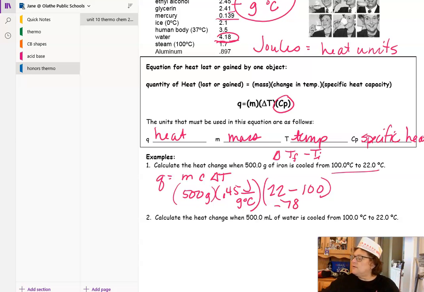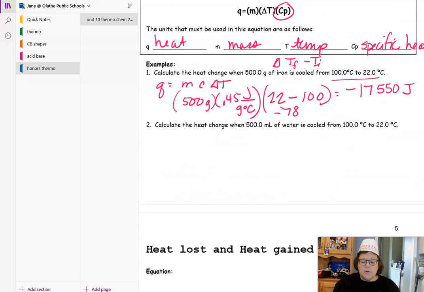If we multiply those all together, of course I didn't do it in advance, 500 times 0.45 times negative 78, we get negative 17550 joules. That negative means it's given off. It's exothermic. It's being released. It cooled down, so that energy had to go somewhere. It was given away.